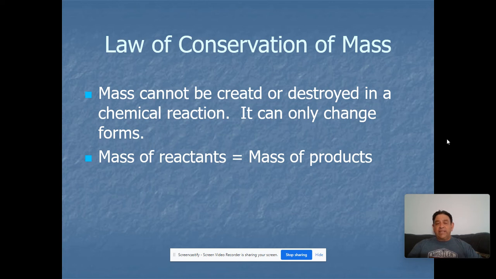What the law of conservation of mass is stated just here in the first bullet point. Let's read it together. Law of conservation of mass is that mass cannot be created or destroyed in a chemical reaction. It can only change forms. Now, mass, remember, is something that's measured in grams. So if you have the grams of your reactants, they have to equal the grams of the products. And that's what the second bullet point is basically showing. It's a second way of stating the law of conservation of mass. The total mass of the reactants equals the mass of the products.